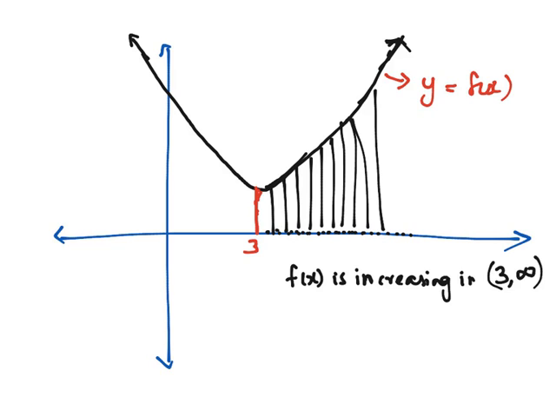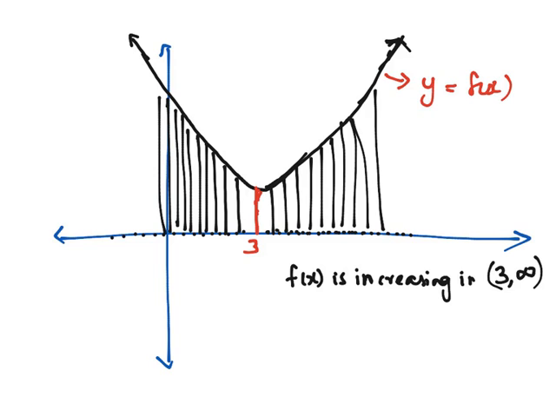Now what about the points to the left of 3? Here, x is becoming smaller and smaller, but f of x becomes bigger and bigger. Like indirect proportion, x is becoming smaller, but f of x is becoming bigger. So I will say f of x is decreasing. But where is it decreasing? You have to mention where. It is decreasing in minus infinity comma 3.